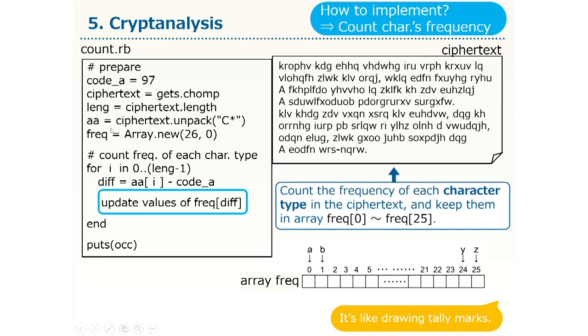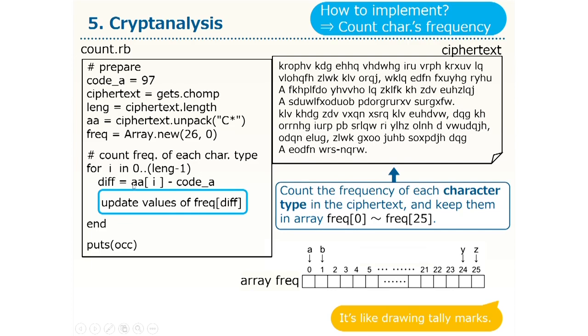Then we will unpack the ciphertext and put it in the array AA. That is, AA is the array keeping the codes of characters in the ciphertext in the order they appear. Then we will arrange array FREQ that expresses the frequency. Since there are 26 lowercase English letters, the length of the array is 26. Let's set the initial value to 0. Then, looking at the letters one by one from the array AA, we revise the number of occurrences of each letter. This for loop is for this computation.